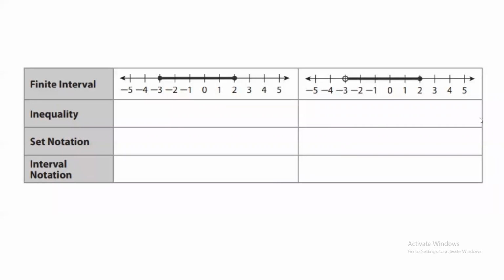All right. So here we have 2 more examples. And let's try this one. It's a finite interval because they have 2 endpoints. We know exactly where the endpoints are, right? That's what it means by finite. So an inequality, what is my inequality here if x is my variable?